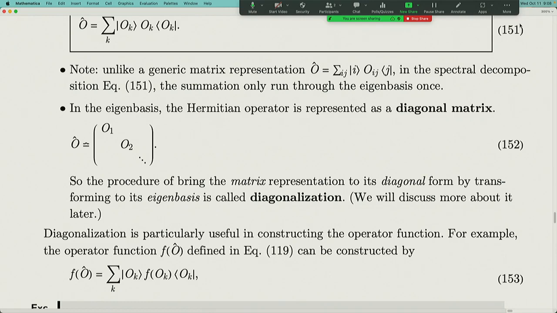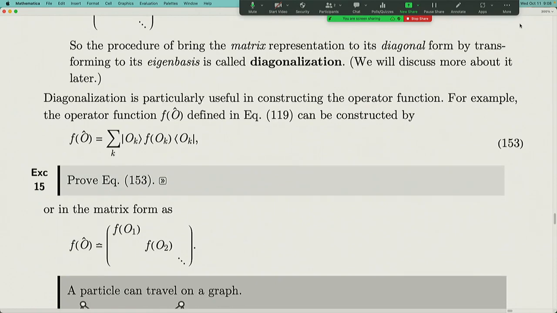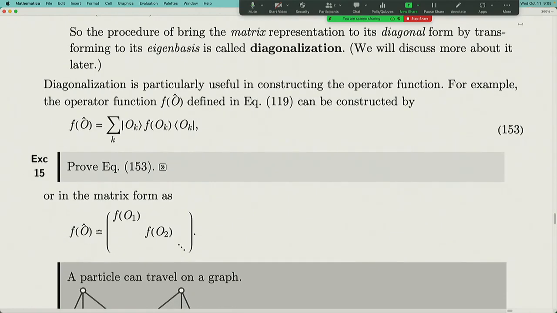The process of finding such a new basis, or performing such a basis transformation to bring the operator to diagonal, is called diagonalization. Basically, that's finding the eigensystem. These two phrases have the same meaning. As long as you can find the eigensystem, you can diagonalize the matrix. Diagonalization is very useful because it helps us to construct operator functions.